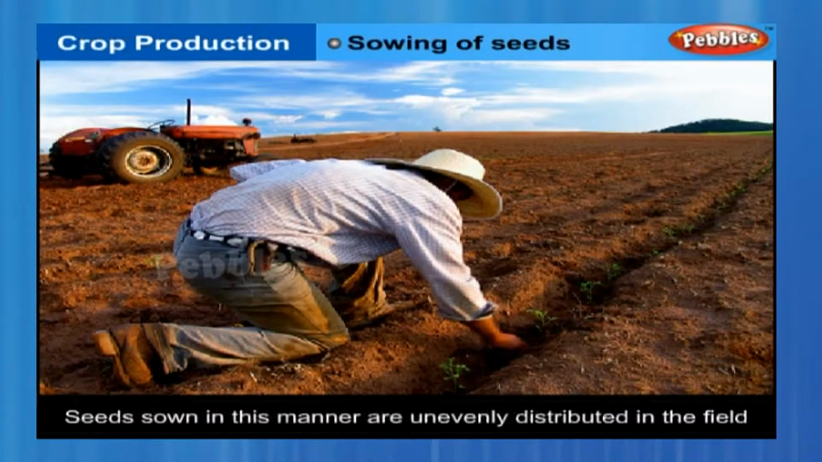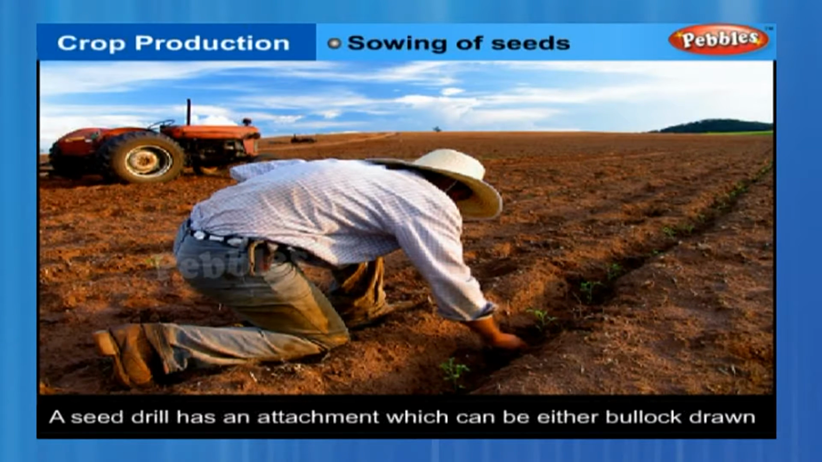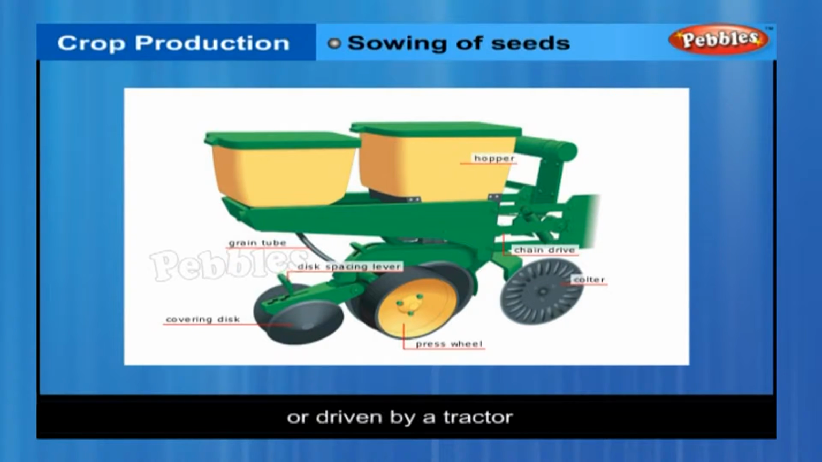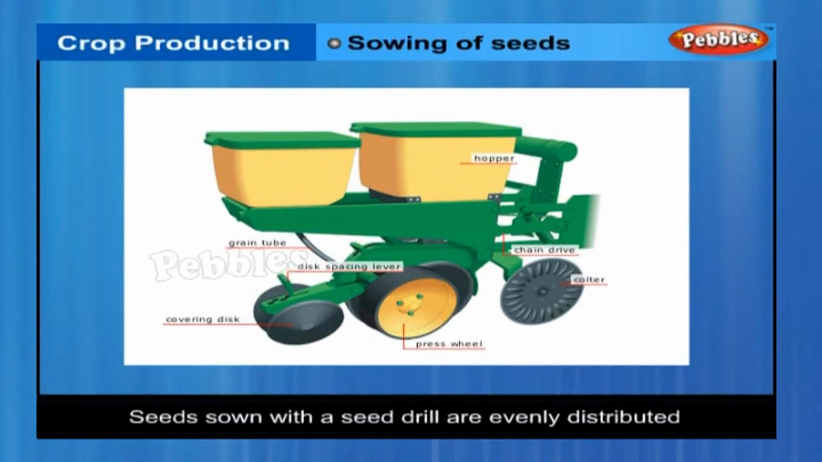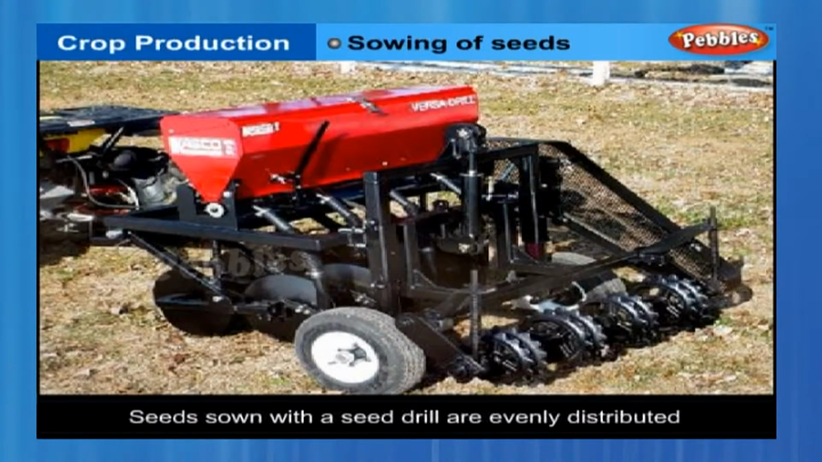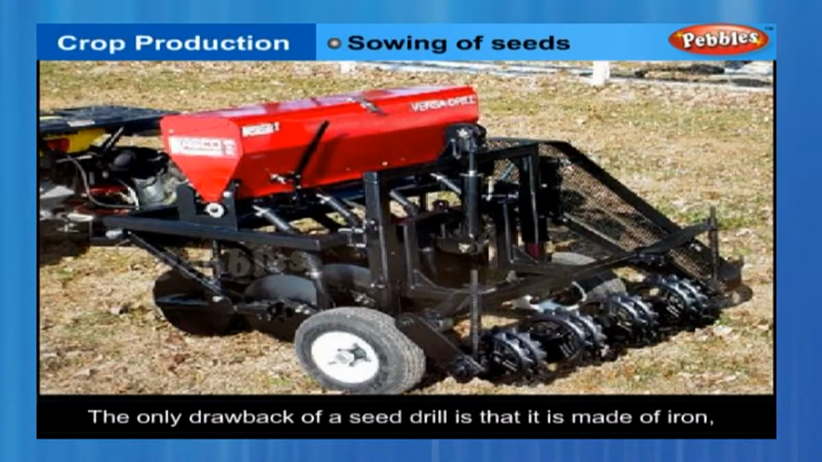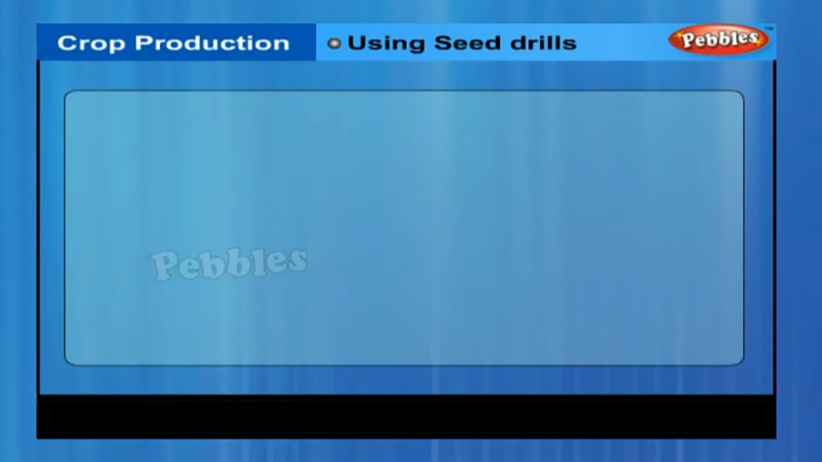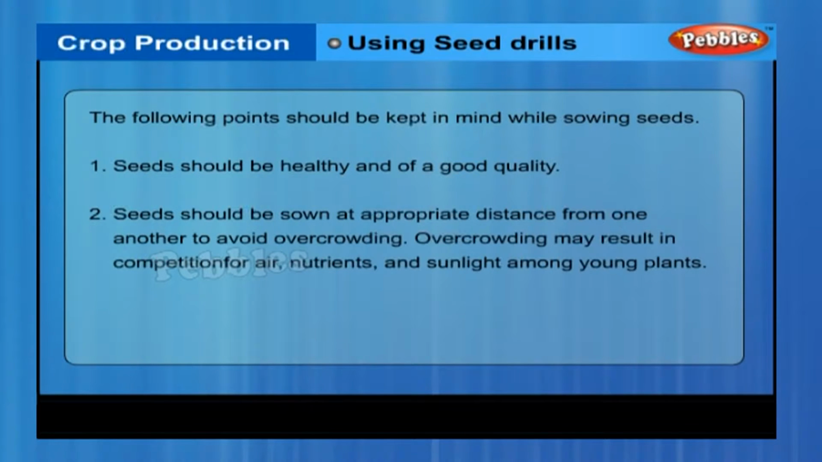Using seed drills. A seed drill has an attachment which can be either bullock-drawn or driven by a tractor. Seeds sown with a seed drill are evenly distributed. The only drawback of a seed drill is that it is made of iron, hence needs a lot of maintenance to prevent rusting. These are the steps to be followed while sowing the seeds.